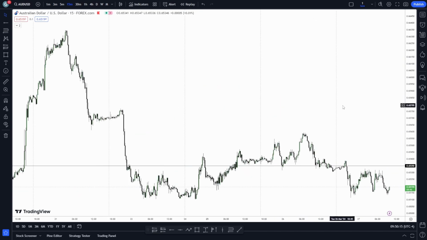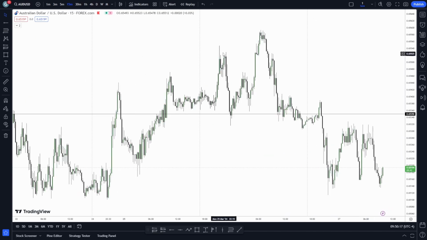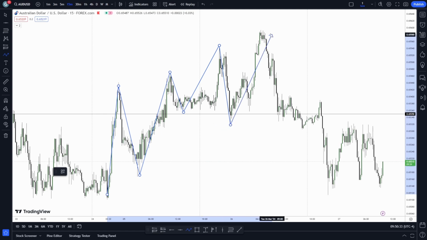AUD USD is also similar. Look at over here, making a higher high, higher low, higher high, higher low, higher high, lower low. What I told you: when this happens, this is the best place to enter the market, okay? And it made a higher high. Now people were looking for sells over here, but what happened? It created a higher high, and now we will sell over here.